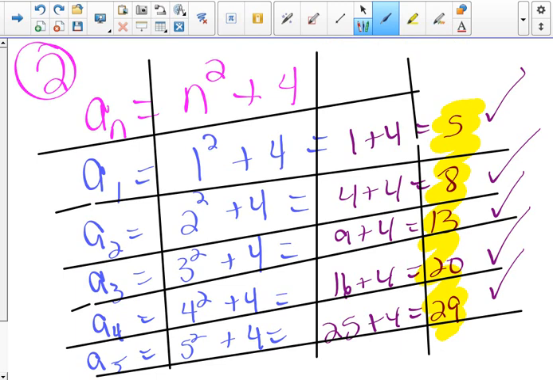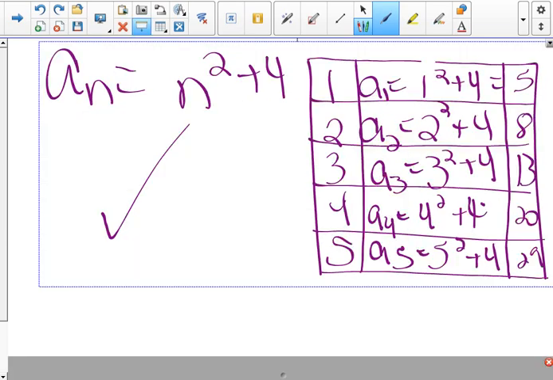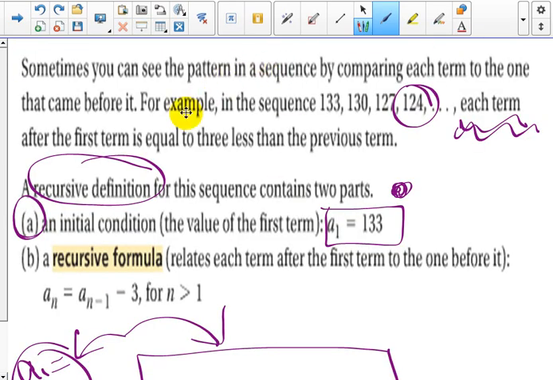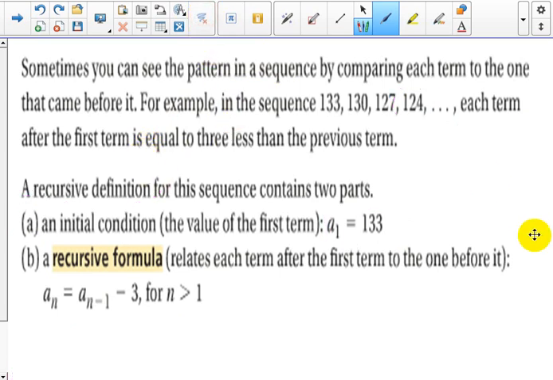Oh, we've got just a couple minutes. All right. Now we're going to talk about something called a recursive definition, and this takes a little more effort and a little more concentration, so make sure you listen here. A recursive definition, it says, sometimes you can see a pattern in a sequence by comparing each term to the one that came before it. So you're going to look at the current term and try to figure it out by looking at what came before.